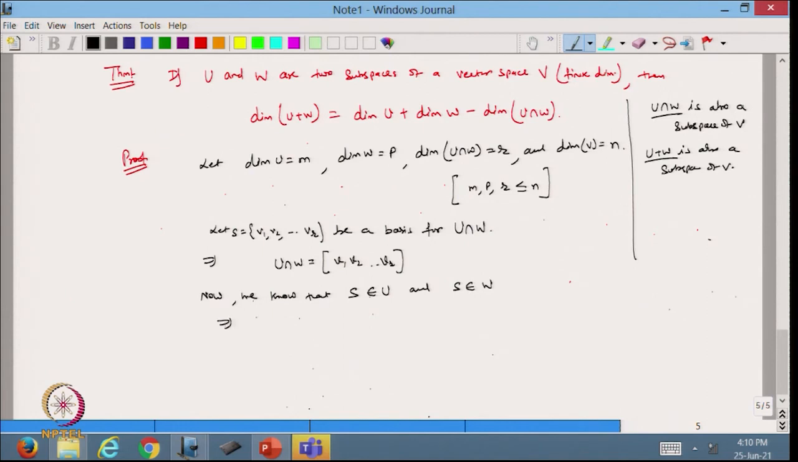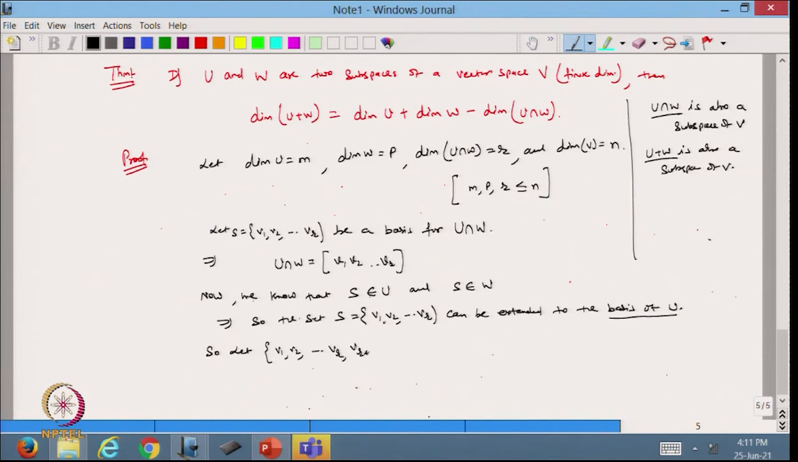Now, the set S, which contains r vectors, can be extended to a basis of U, because this set also belongs to U, and with the help of the extension theorem I can make a basis of U. So let me take the set v1, v2 up to vr, vr+1, vr+2 up to vm. Instead of V, I will take them as U. So let's take U.